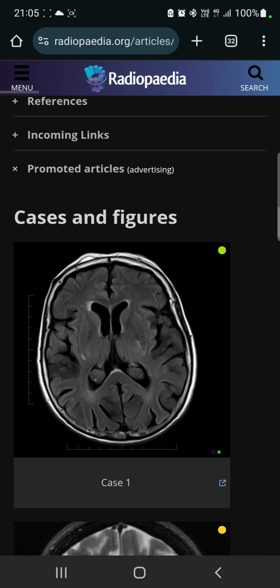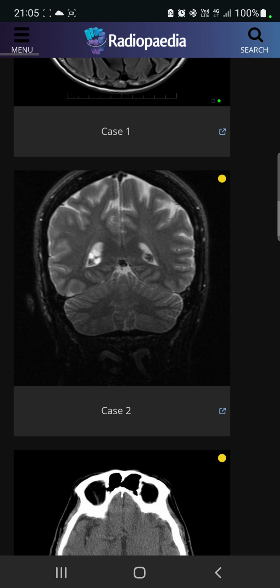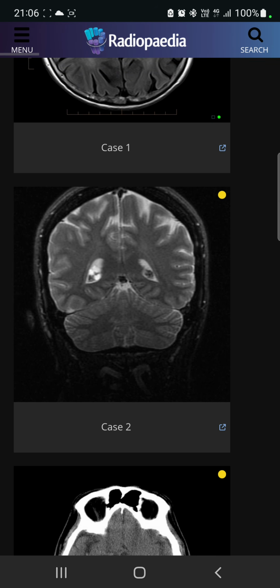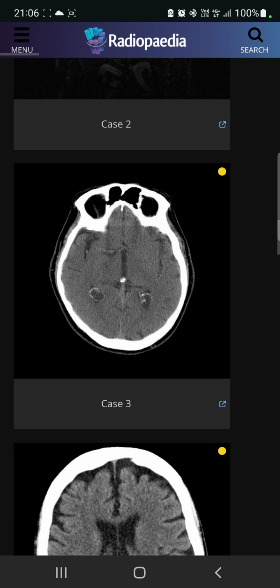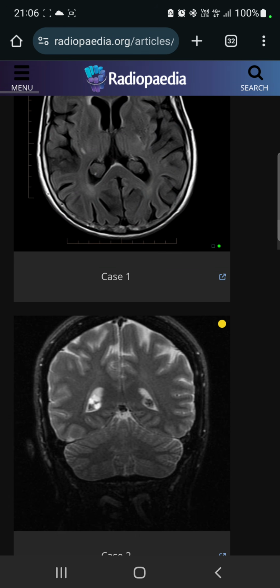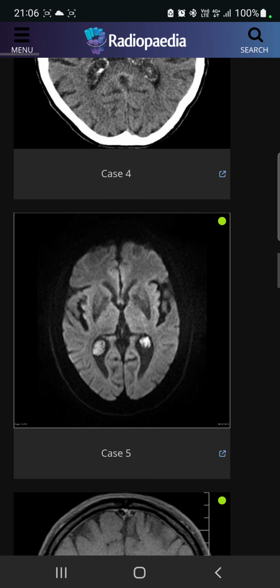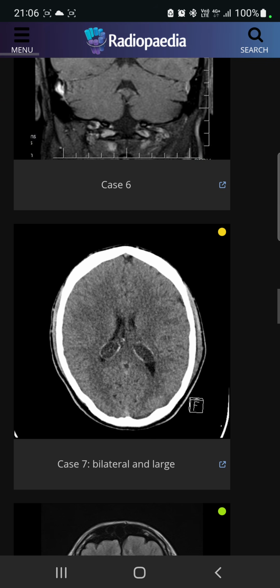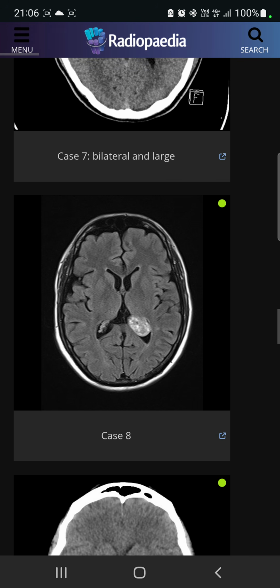When we are looking at it on MRI, as you can see right over here, this is T2. So they are hyperintense on T2. Let's see a better image. This is not really a good image. Maybe this is the best image. Okay, this is a better image.